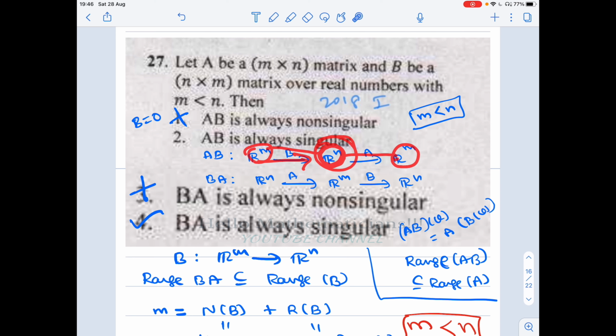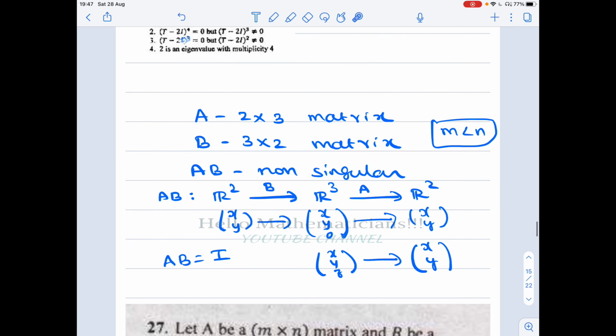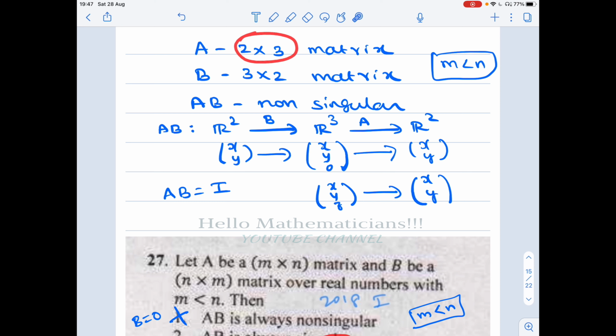That is possible. But here this is 3 dimensions and this is 2 dimensions. From 3 dimensions to 2 dimensions you cannot go without reducing the dimension, so you cannot go back to dimension 3. I'll give you one example also. We take A to be a 2 by 3 matrix and B to be a 3 by 2 matrix. We will see that the following AB is non-singular.